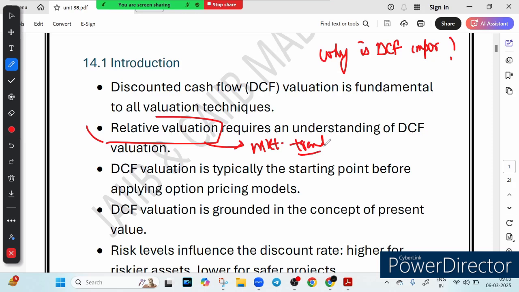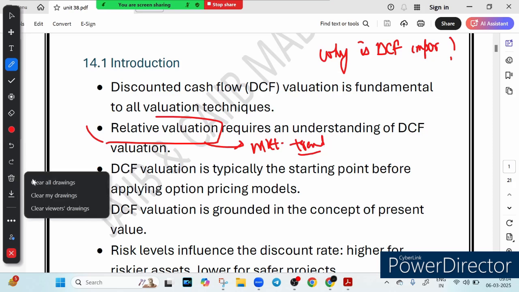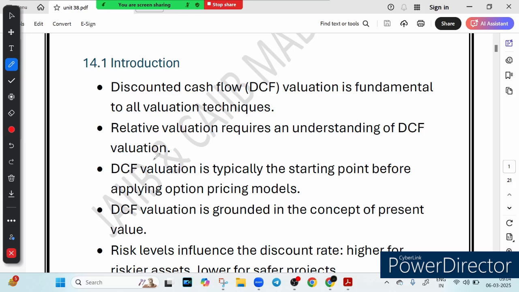It's like learning addition before moving on to algebra. Obviously, if you want to learn algebra, you must learn addition. So that is why relative valuation plays a very important role. Even if we compare companies based on market trends, we still need to understand DCF first. That is why it is written that relative valuation requires an understanding of DCF valuation.